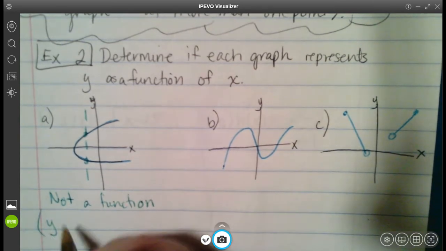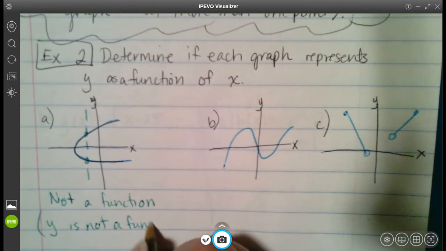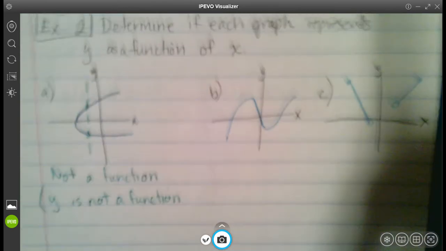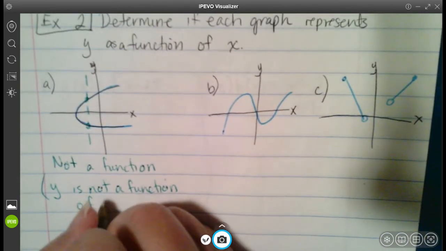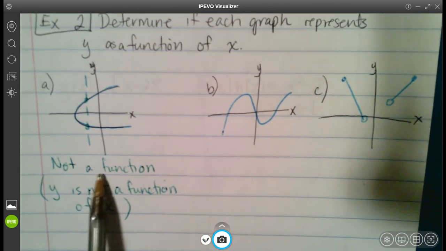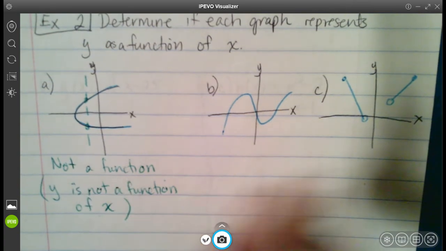You can also say it like this, y is not a function of x. I just want you to be familiar with the terminology that this right here means the same as this. Y is not a function of x means it's not a function, okay?